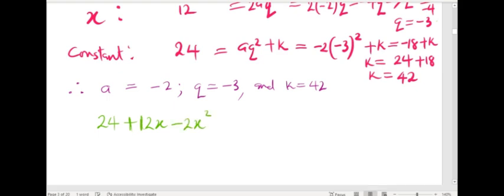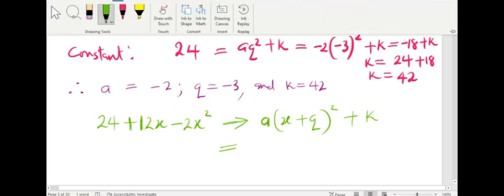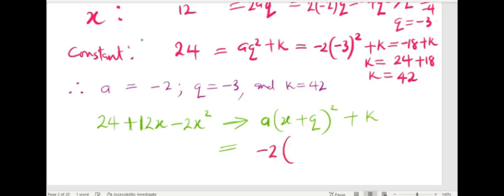minus 2x squared, we are required to express it in the form of A, open a bracket, x plus q, close the bracket, squared, plus k. So we have all those values. So that's basically going to be, that's equal to, substituting, that gives us A is minus 2, open a bracket, x plus q, and q is minus 3, that will be x minus 3, all squared, plus k, and k is 42. So that's that.